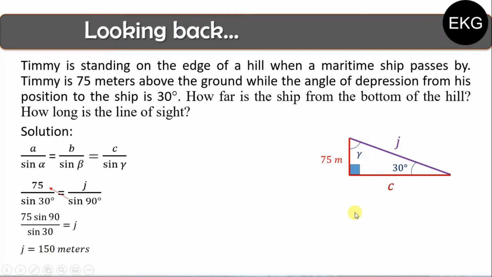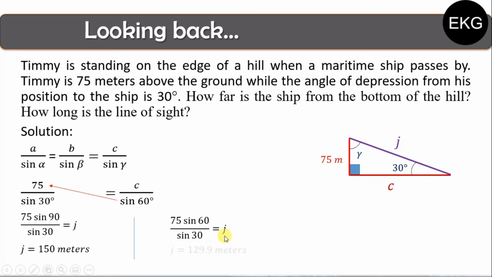Now, next is, what about the value of C? Okay, so how do we solve for the value of C? Alam natin kanina na naging 60 ito. So, is equal to C over sine 60 degrees. Okay, we cross-multiply this one, yung sine 60 sa kabila, magiging 75 sine 60 over sine 30, which gives us, dapat ito, C na ito, C is equal to 129.9 meters.